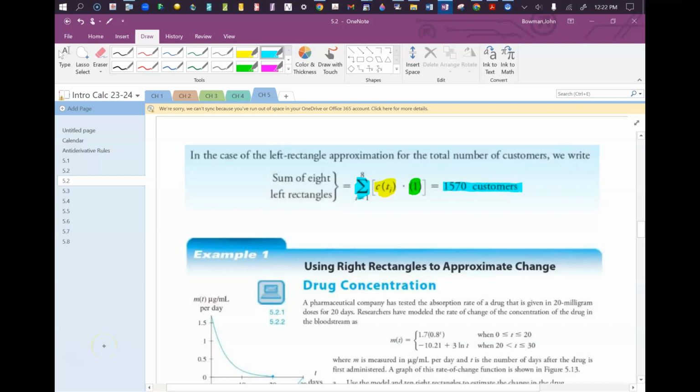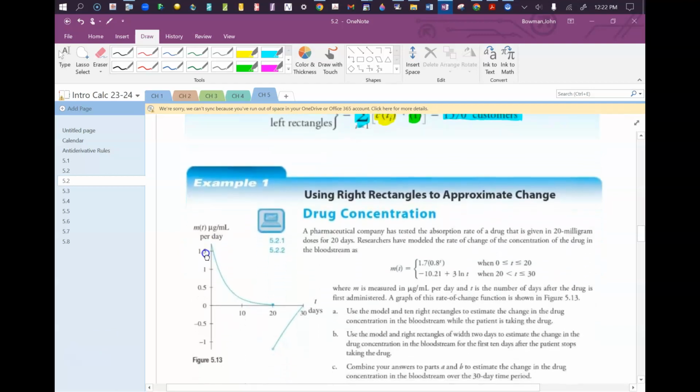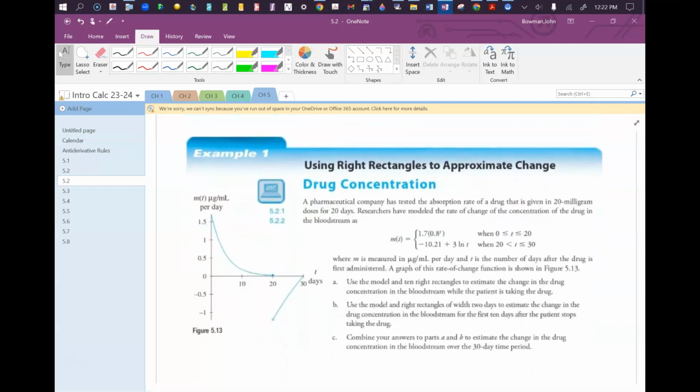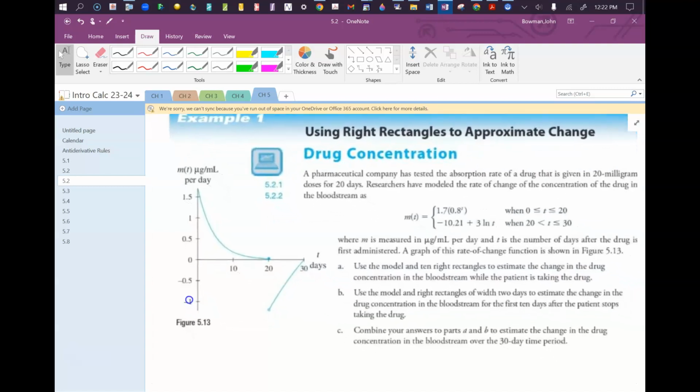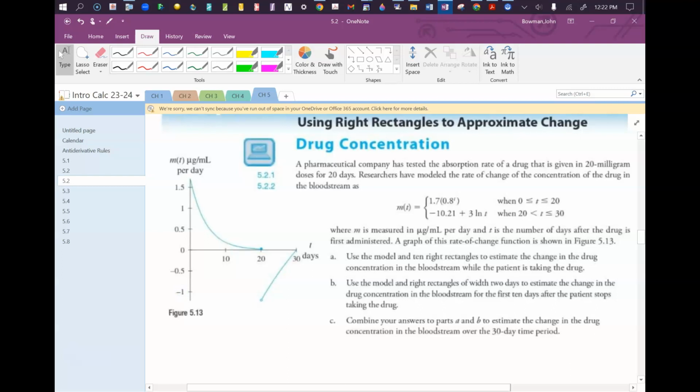So that's the basic idea behind using rectangles to estimate the area between a function and the horizontal axis. We're going to do an example here where the rectangles are not drawn for you, and we're going to use Desmos to help us out with that.